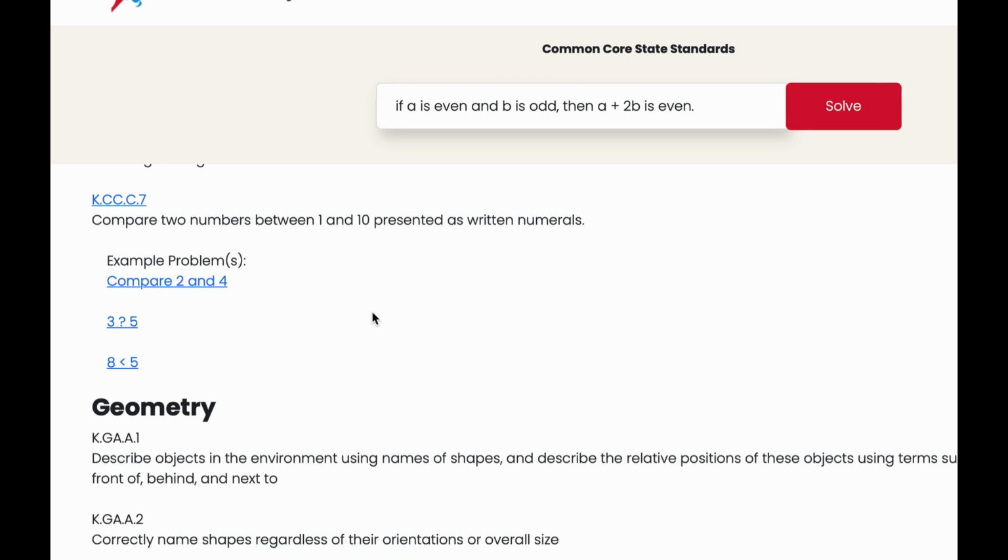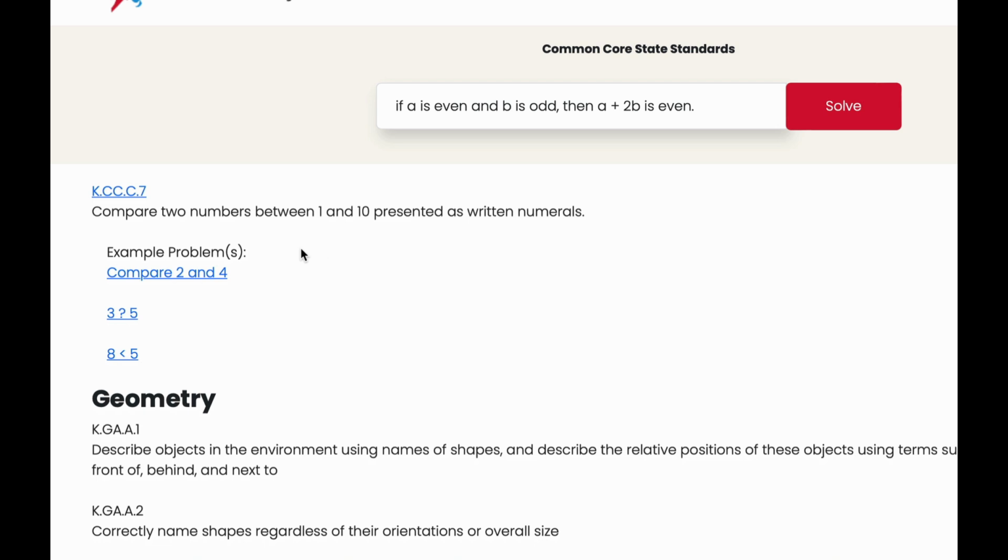In this video, we're going to talk about Common Core State Standard K.CC.C.7, which is compare two numbers between 1 and 10 presented as written numerals. In this video, I'm going to cover 3 practice problems with respect to this standard. So let's get started. Compare 2 and 4.